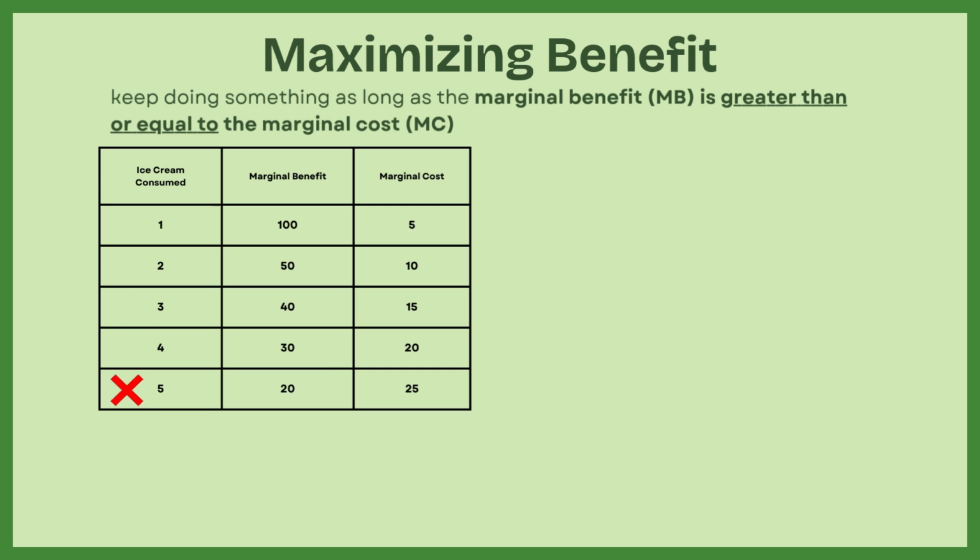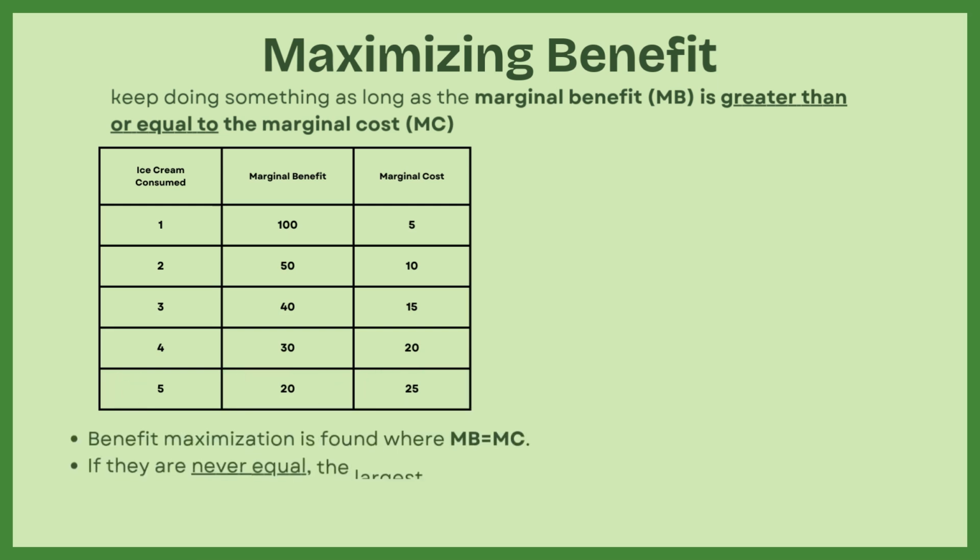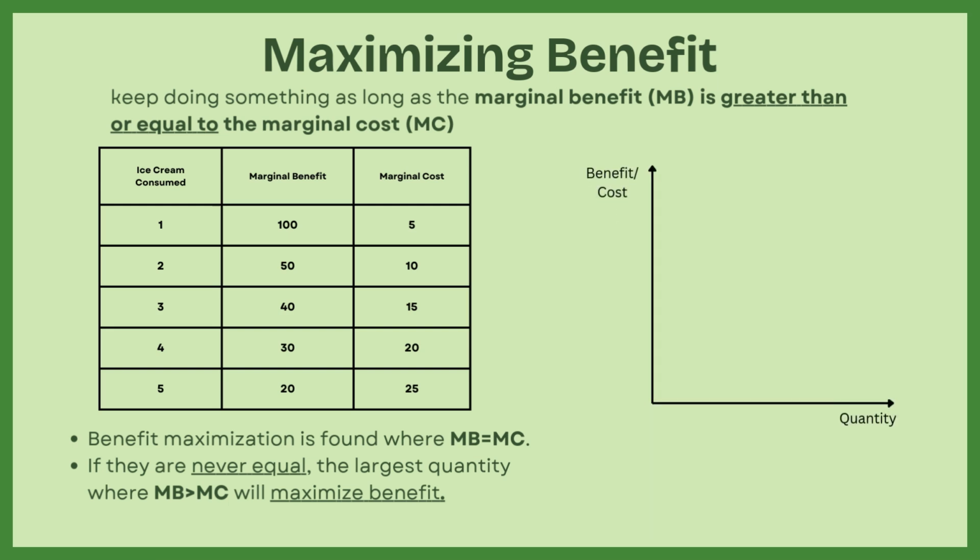However, eating the fifth ice cream would not maximize your benefit because the marginal cost is greater than the marginal benefit. Benefit maximization is found where marginal benefit equals marginal cost. If they are never equal, like in our example, the largest quantity where marginal benefit is greater than marginal cost will maximize benefit. On a graph, marginal cost curves slope upward and marginal benefit curves slope downward. The benefit maximizing quantity is found where the marginal benefit and marginal cost curves intersect. This is where marginal benefit equals marginal cost.